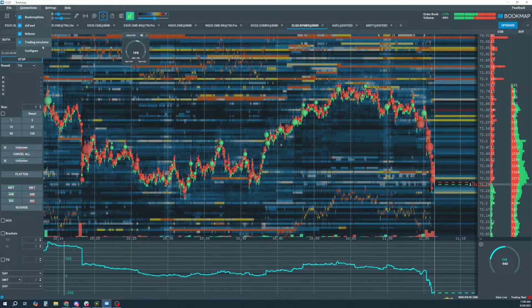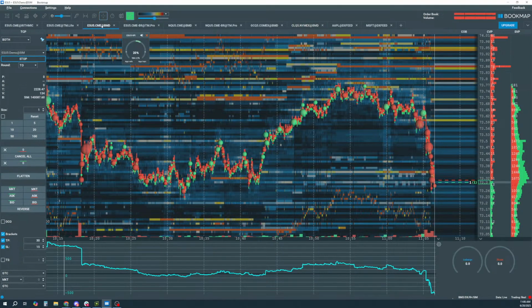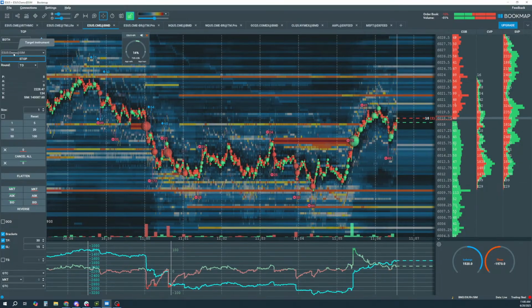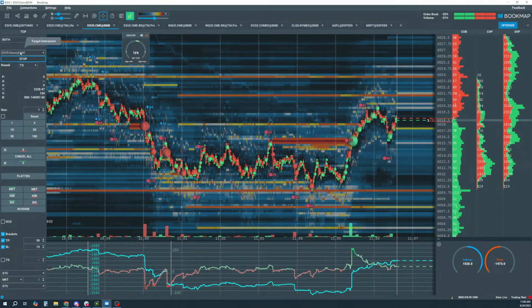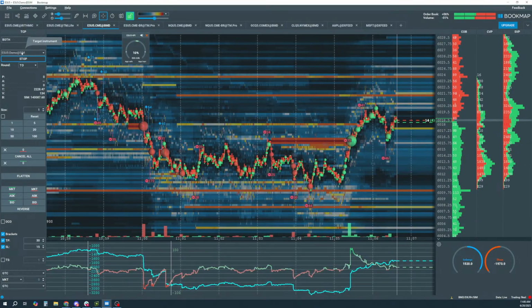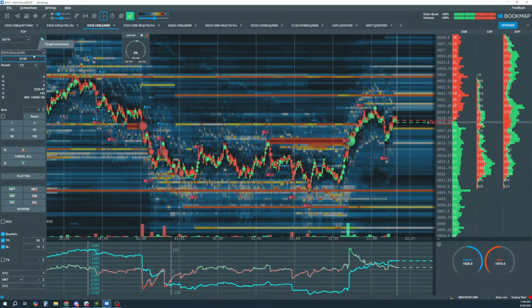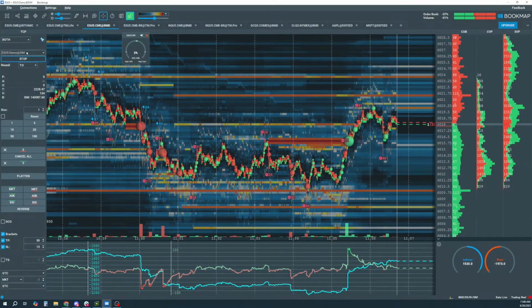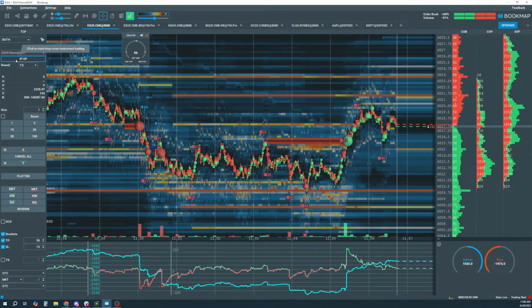Our trading simulator connection here is for, if I go back to ES and Bookmap data, it is for this demo sim account here that we're trading into. All right, just so you guys know that that's how that works, and it's using this cross trading feature in here.